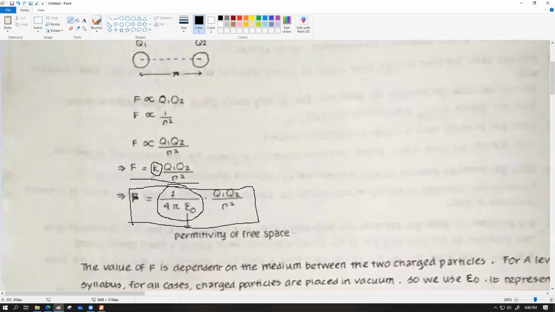This is the mathematical equivalence of this equation, where epsilon naught is the symbol whose name is permittivity of free space. Permittivity of free space means how much the free space allows electric force to work through itself. That's what we mean by permittivity.